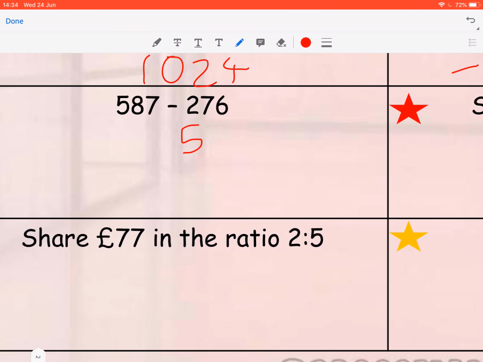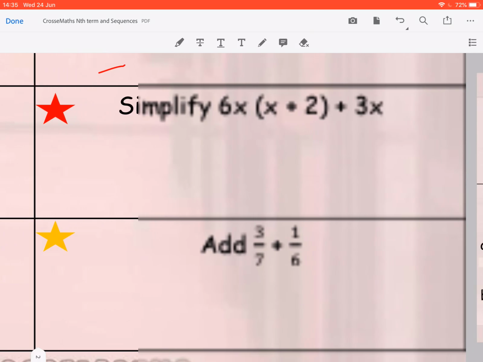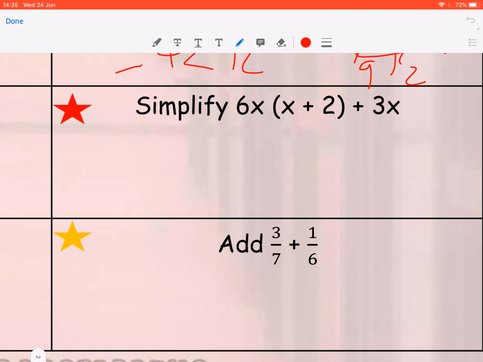587 take away 276. Okay, make sure you line everything up correctly. If you need to borrow, please do. Okay, 7 take away 6 is 1. 8 take away 7 is 1. 5 take away 2 is 3. Easy work, 311.